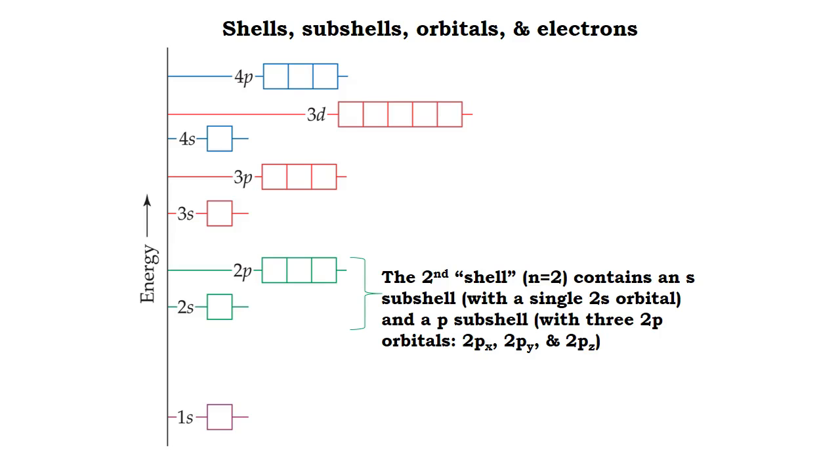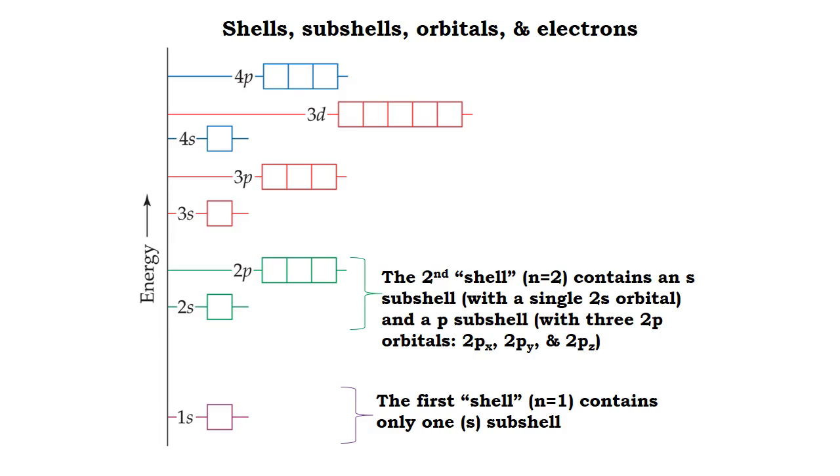This little bracket here is supposed to represent the entire second shell, and it contains an s subshell that has a single box for a 2s orbital, and then there's a 2p subshell that has 3 boxes, which represents the 3 different 2p orbitals, 2px, 2py, and 2pz. The first shell, n equals 1, contains only 1 orbital and 1 subshell.